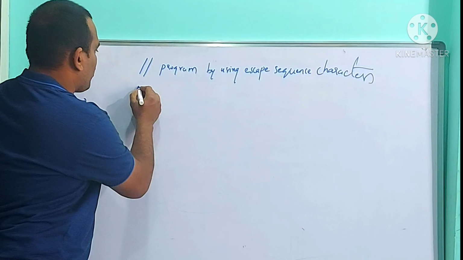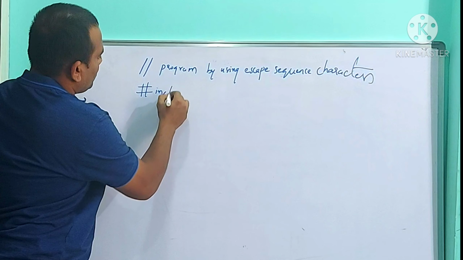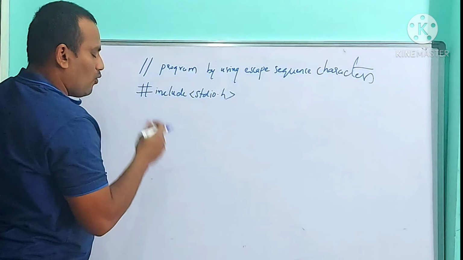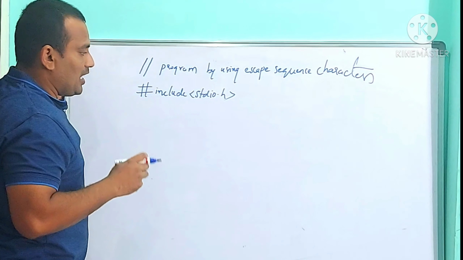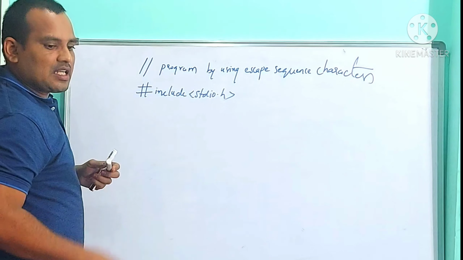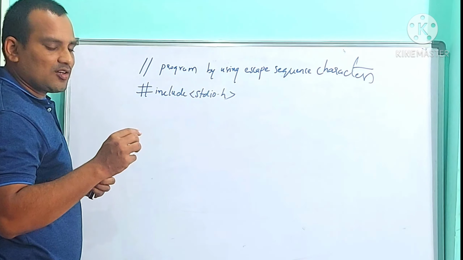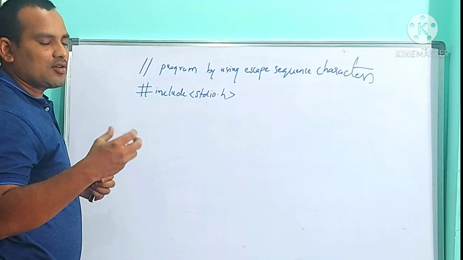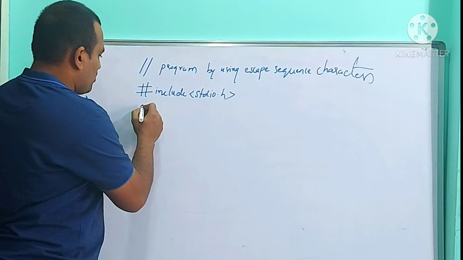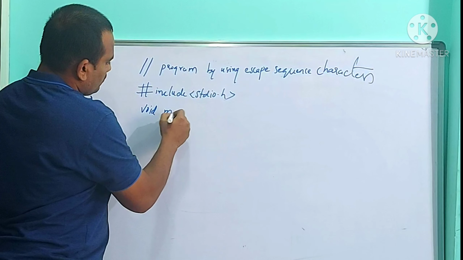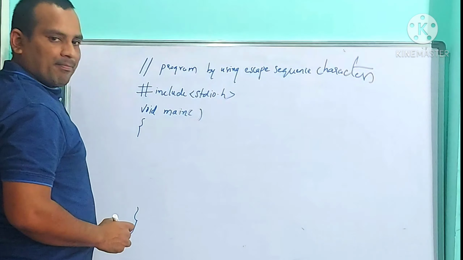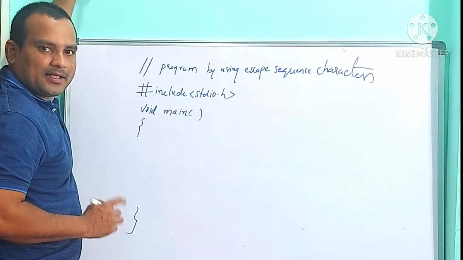So after documentation, what are we going to use? We need to use hash include stdio.h. One header file is mandatory, that is stdio.h, which stands for standard input output header file, which contains the meaning of the standard input function called scanf and the standard output function called printf. Why these are called input and output functions, we will discuss later. Then what do we need to write? void main, followed by an open curly brace and a closed curly brace. Correct or not?